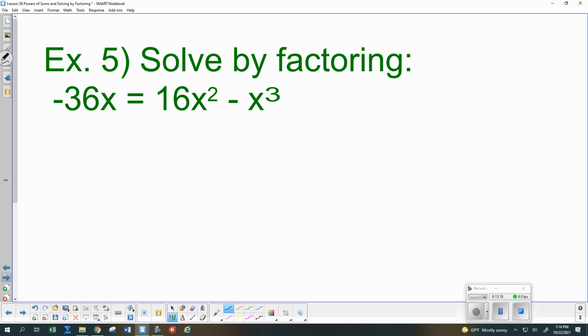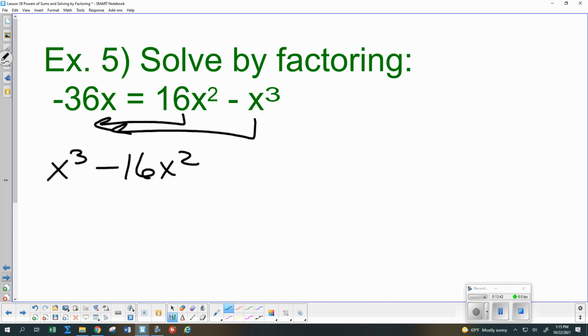And so I look at that, and I also say, my biggest exponent this time is the 3. And I'd sure like to start with a plus. If I put everything on the right, it's going to have a minus x cubed. So I think I'll let the minus 36x stay over here, but I'll bring the minus x cubed over so it becomes a plus x cubed. I'll bring the 16x squared over so it becomes a minus 16x squared. And the minus 36x stayed there on the left. And now that's equal 0.